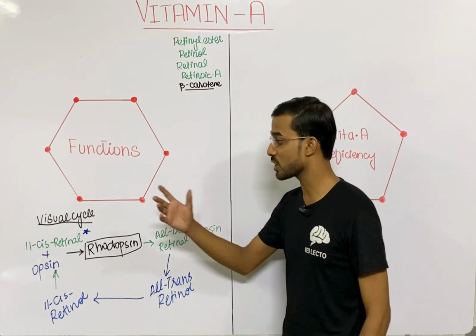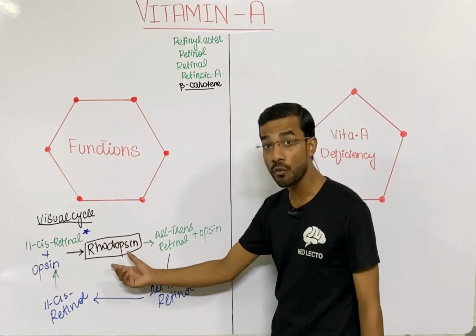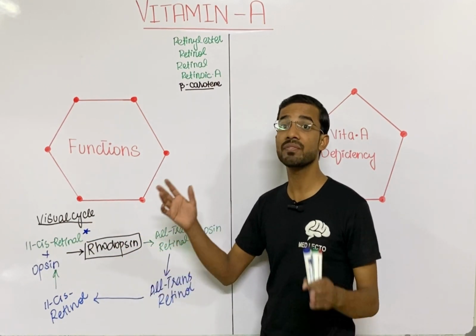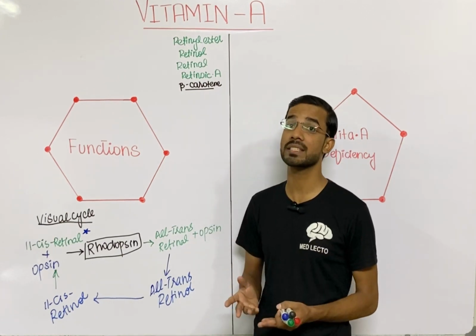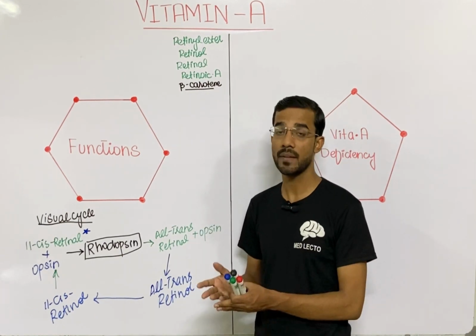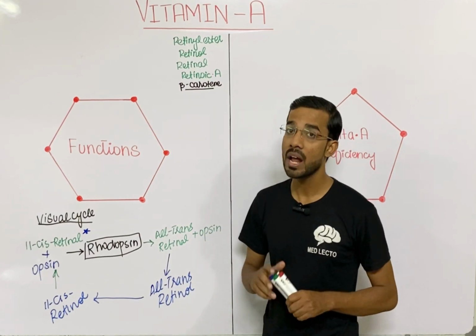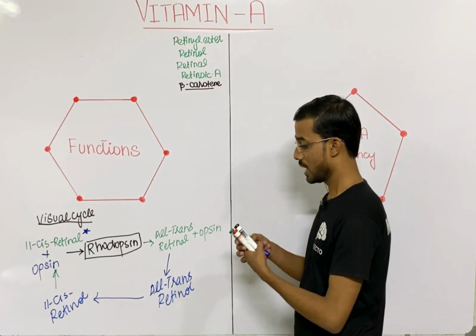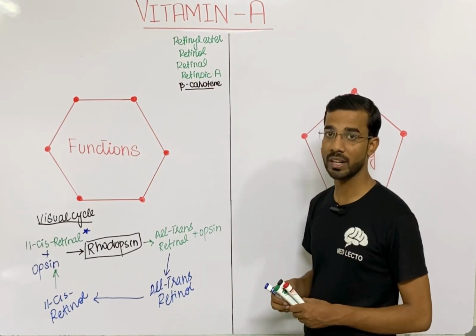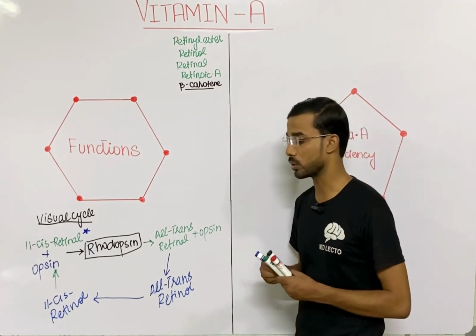If you see deficiency of vitamin A, then there is no formation of rhodopsin, and that person will not be able to see in dim light, and that is called night blindness. That person cannot see at night, or you can say nyctalopia. Okay, the second most important function of vitamin A is growth.